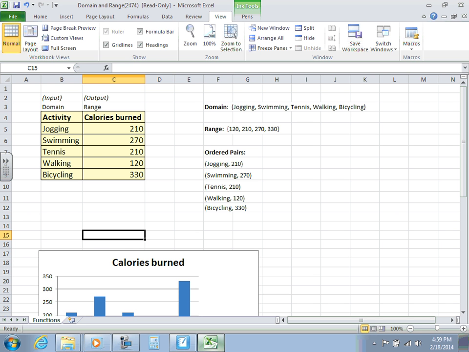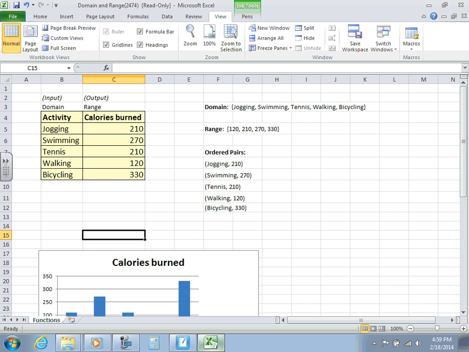And then they've asked us to list each of these as ordered pairs, which I've done. I've put jogging, the input, notice it's in the X position, and the output in the Y position: jogging 210, swimming 270, tennis 210, walking 120, bicycling 330.